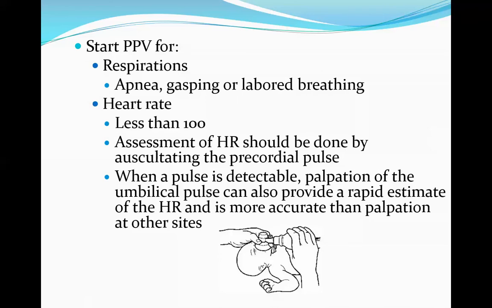You want to remember to start positive pressure ventilation for gasping respirations, labored breathing, or apnea, or any heart rate less than 100. Assessment of the heart rate should be done by auscultating the precordial pulse. When a pulse is detectable, palpation of the umbilical pulse can also provide a rapid estimate of the heart rate and is more accurate than palpation at other sites.